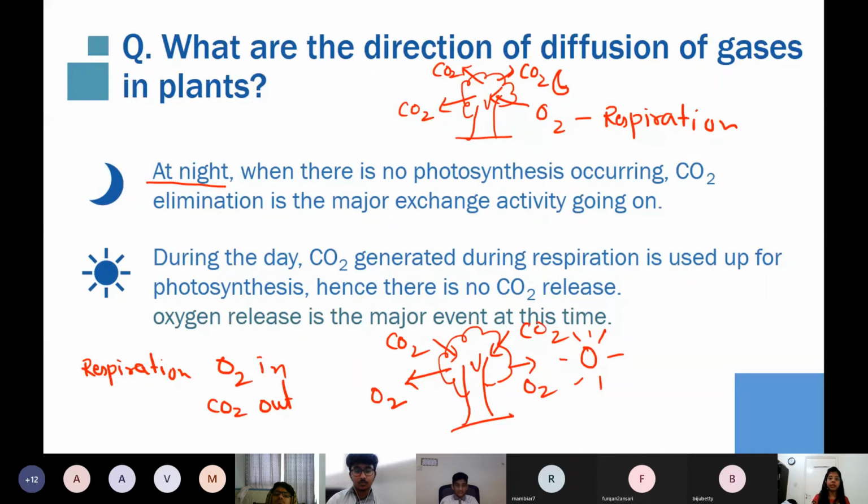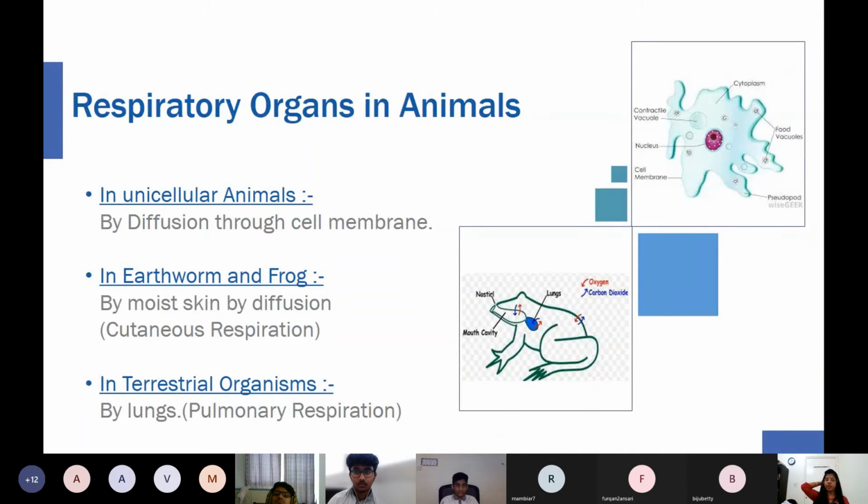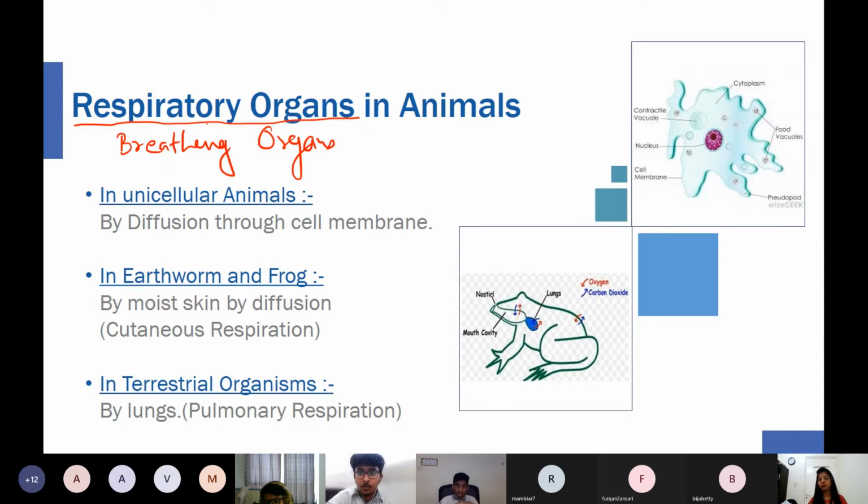Now we'll talk about the respiratory organs in animals. Respiratory organs are actually the breathing organs. We do the breathing through our lungs, so the lungs are the breathing organ or the respiratory organ. Now, can you tell me what is the respiratory organ of amoeba?